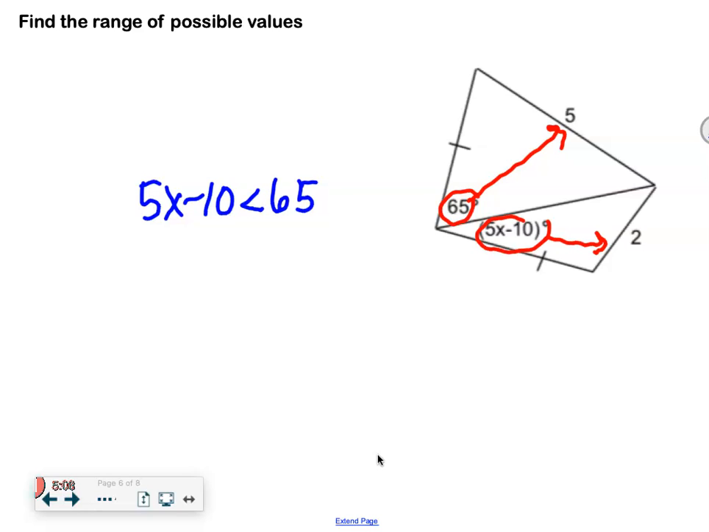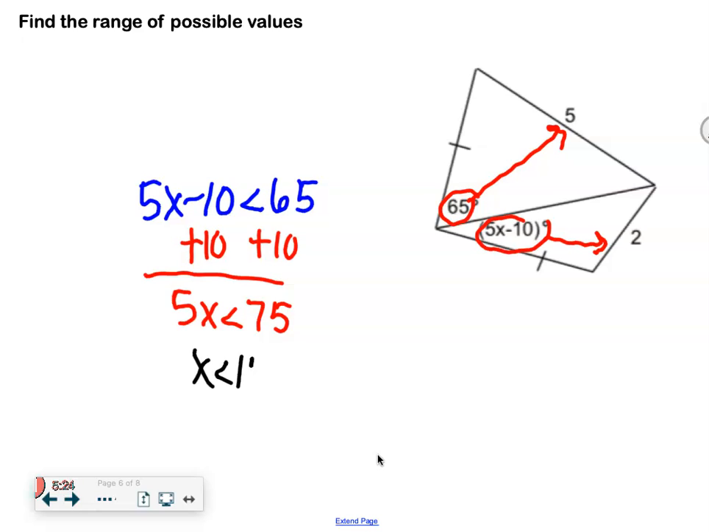We can do that. We can solve this. What would we do next? Add 10. So let's add 10. So 5x is less than 70. X is less than 15. You guys agree with Connor? Yes. Okay, but I want a range though. So I have my upper limit, right? So remember when we have a range, we have a number, x, and then our other number, which we just found is 15. How am I going to find my lower bound?